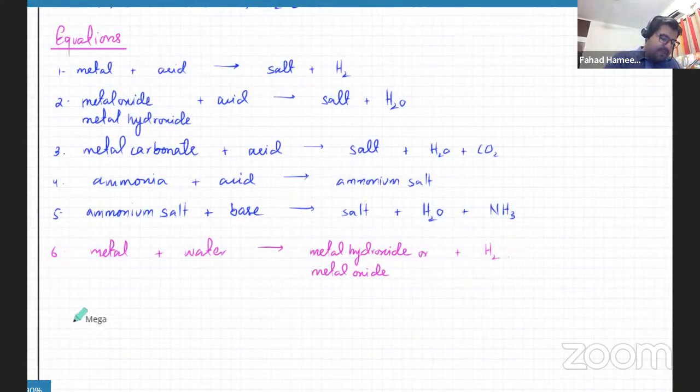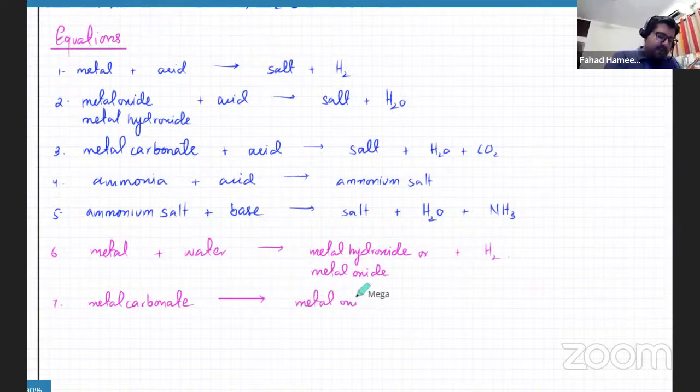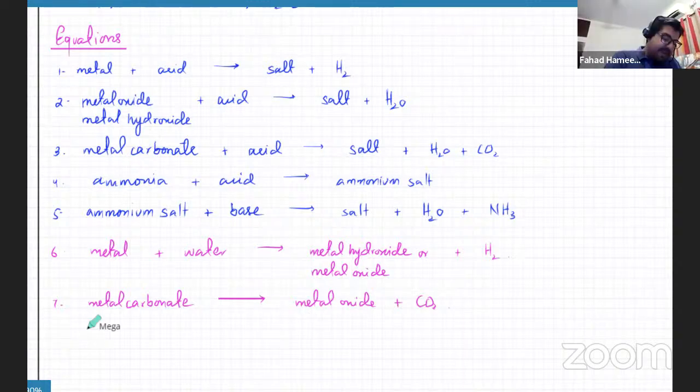Number 7, any other reaction? What about decomposition? What happens when a carbonate is decomposed? What happens when a carbonate is heated strongly? It produces a metal oxide and CO2 gas. What happens when a metal nitrate is heated?